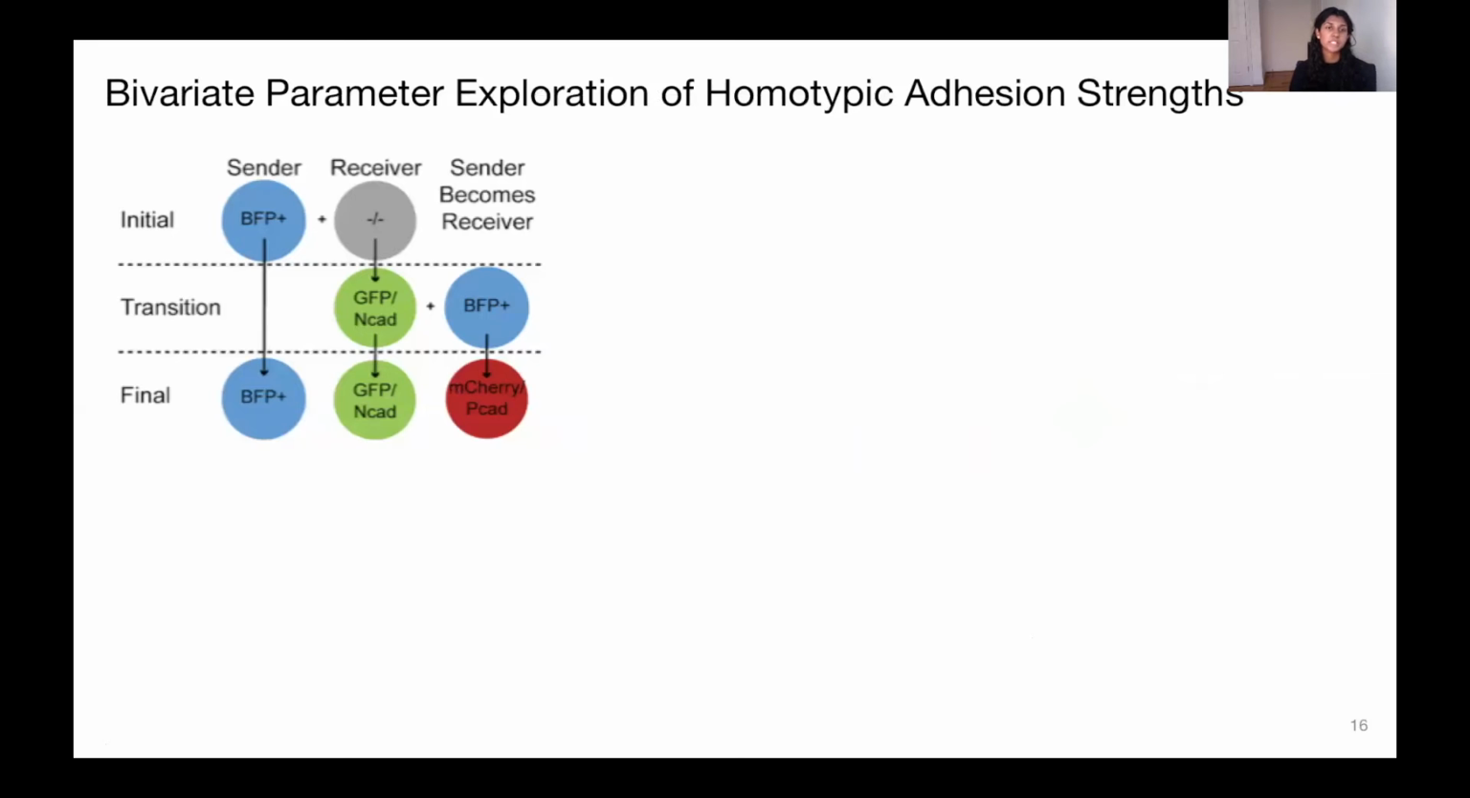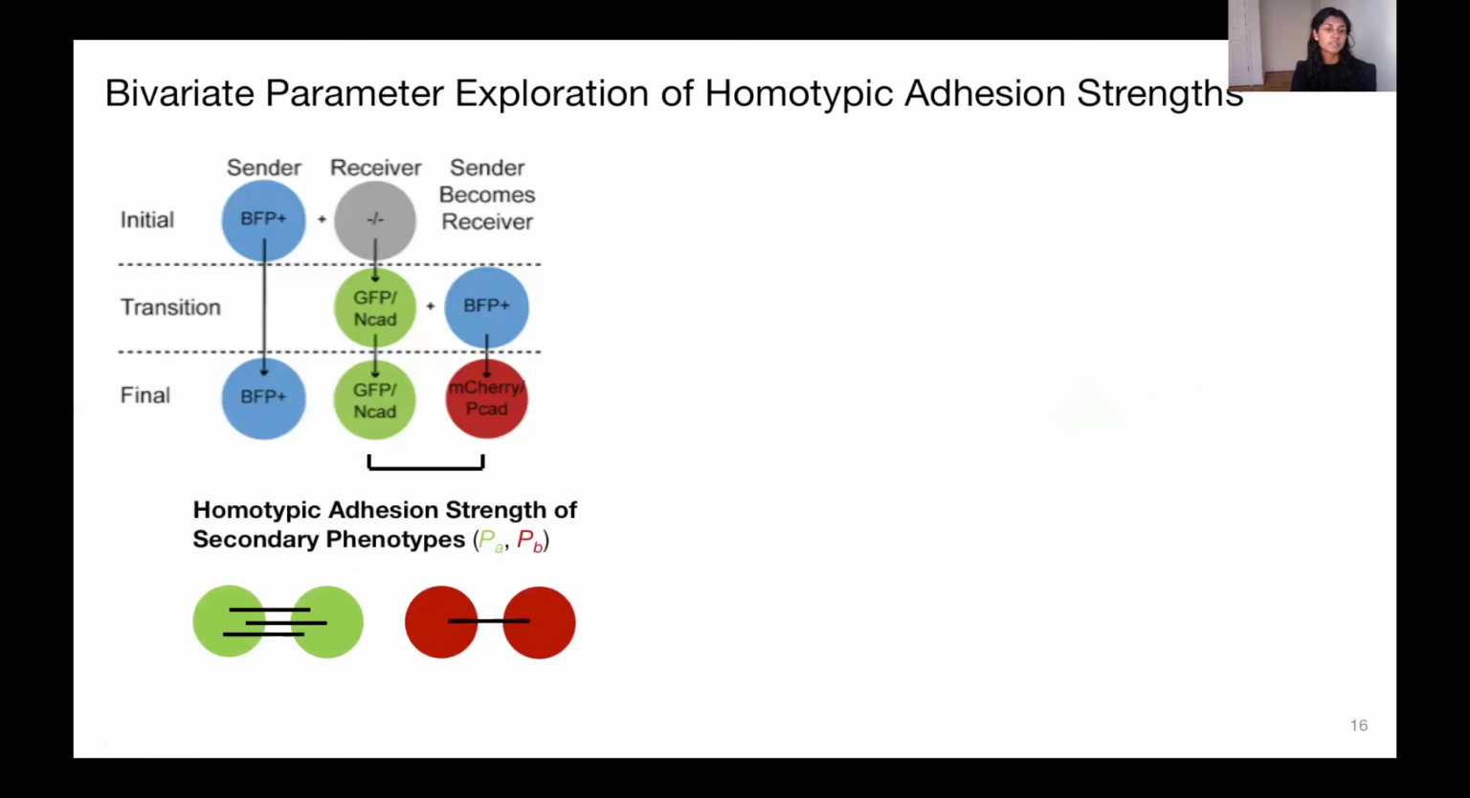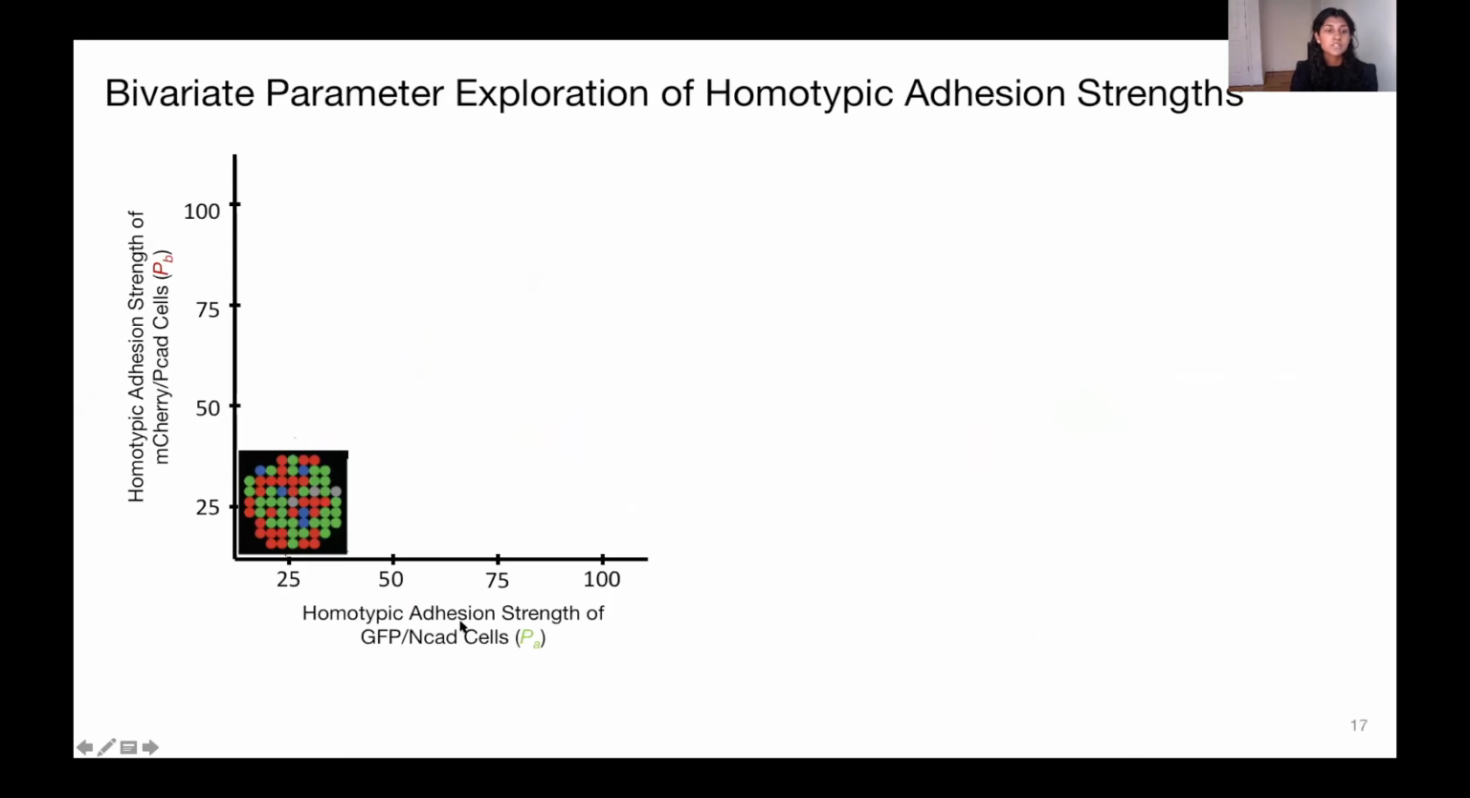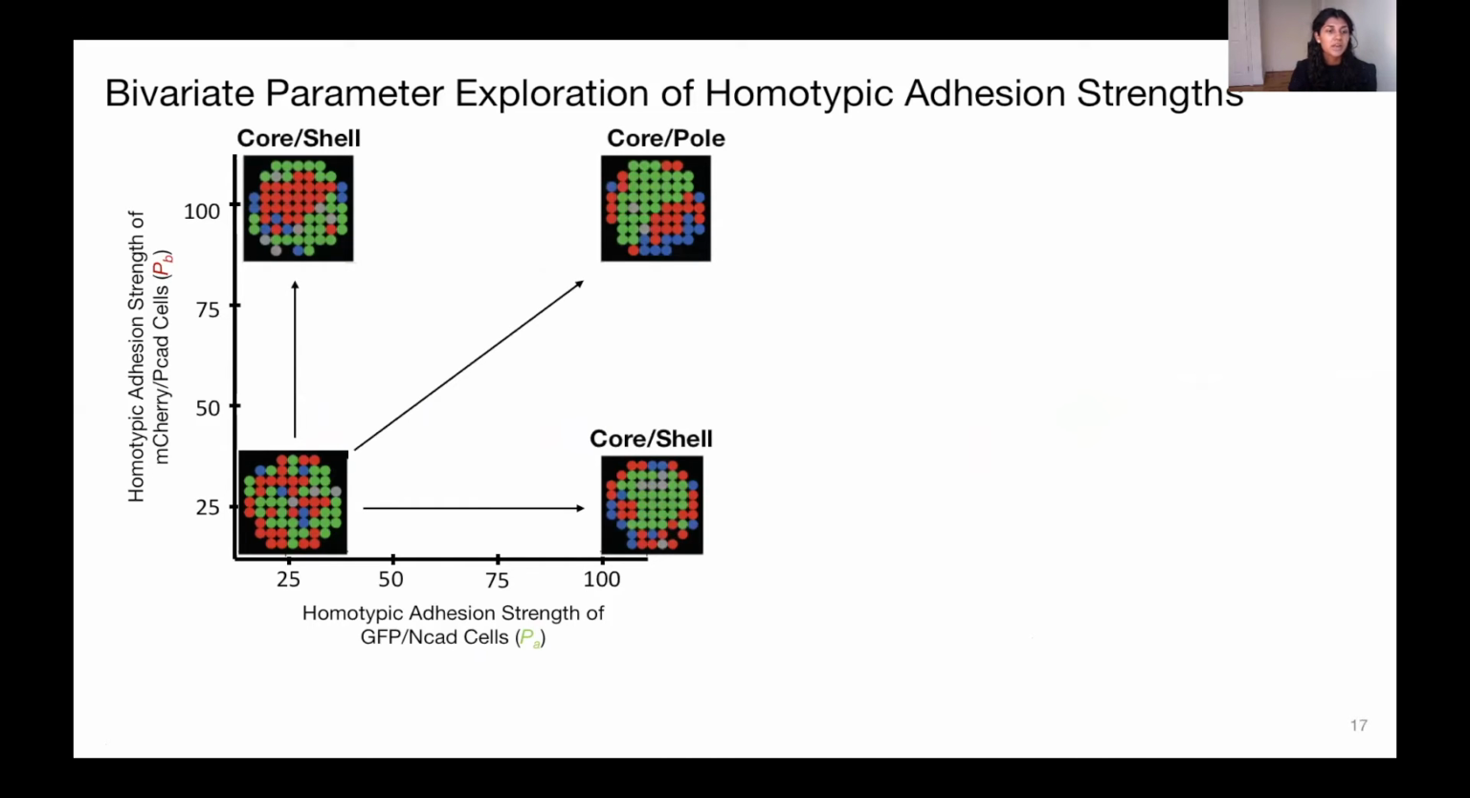So the first thing that we did was we wanted to explore how the parameter of homotypic adhesion strength can impact pattern formation. So this is how strongly the green cells stick together and how strongly the red cells stick together. So we varied this parameter from 25% to 100%. And you can see that when both cell types have 25% adhesion, a somewhat mixed pattern arises.